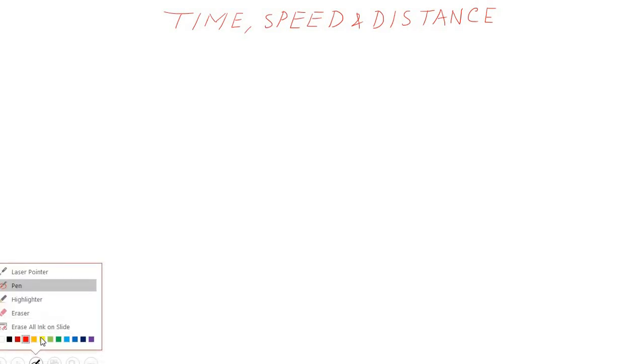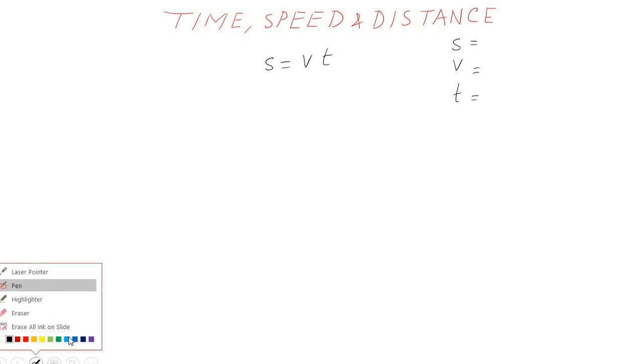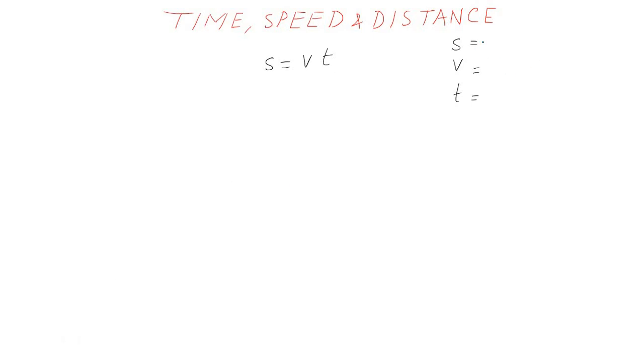Time, speed and distance are three distinct parameters which are associated with one another by a single equation, that is S equal to Vt, where S, V and T play three distinct roles: distance, speed and time.